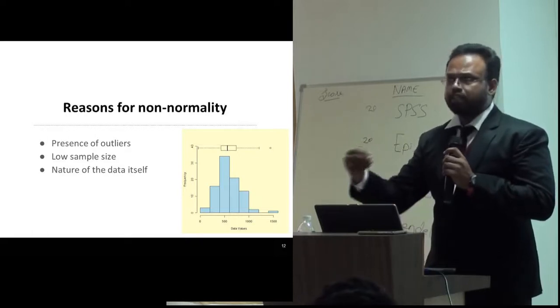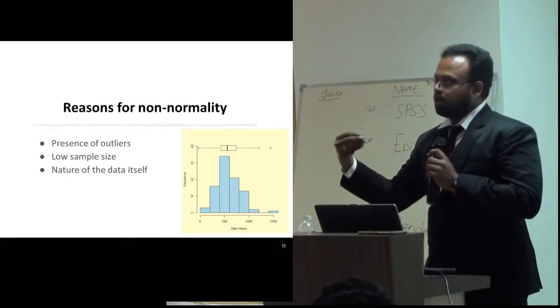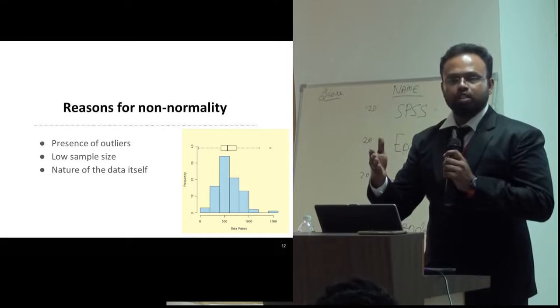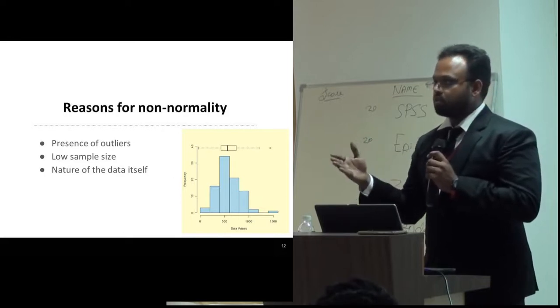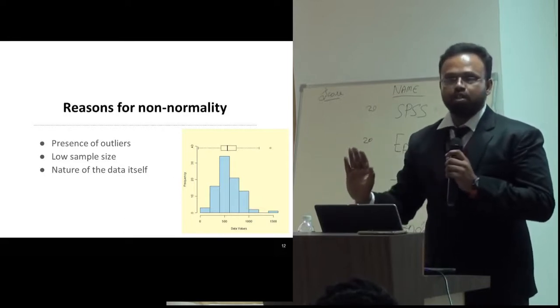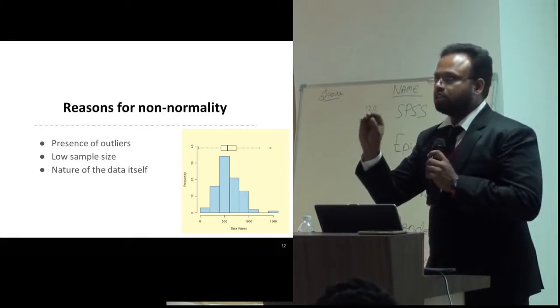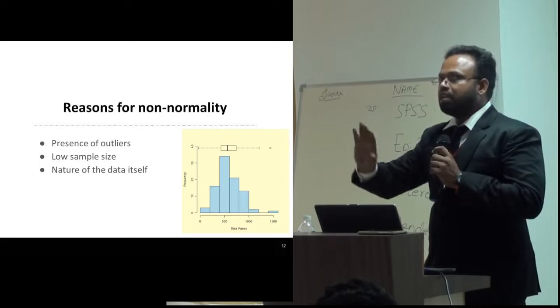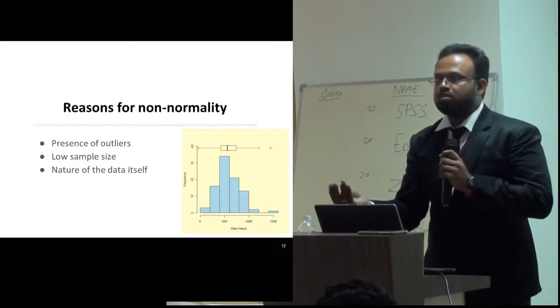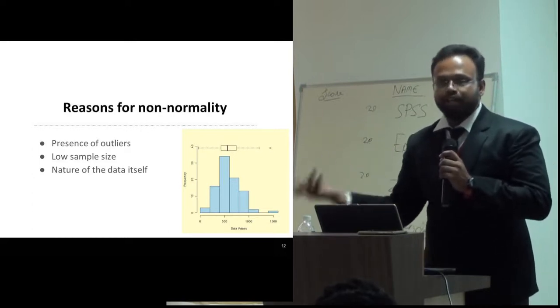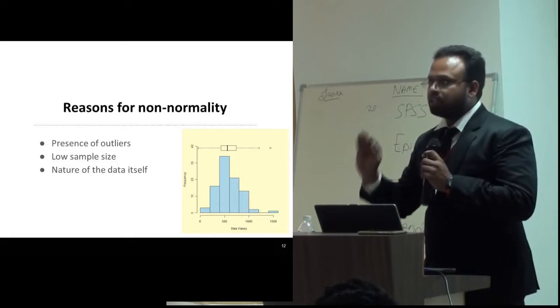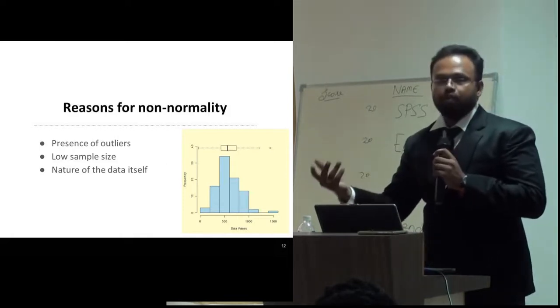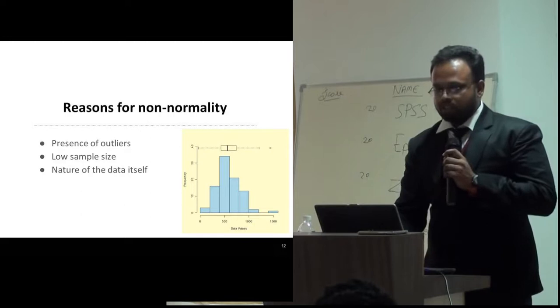As I said, the nature of the data itself matters. We all know Hodgkin's lymphoma has a bimodal distribution. You cannot expect a normal distribution for age. If you take Hodgkin's lymphoma patients' age, it shows a bimodal distribution. If you expect normal distribution, you are not going to get it. So that's how the nature of data itself may not have a normal distribution.